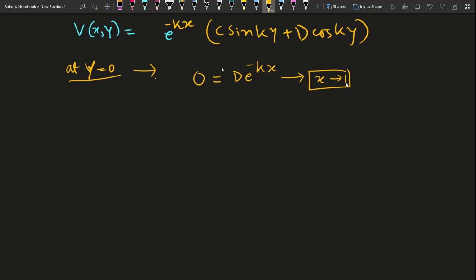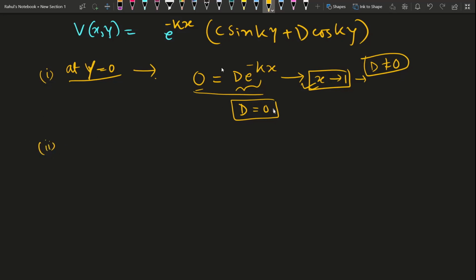Suppose x equals 1, if d is not equal to 0, then it is not possible for the right hand side to equal 0 for any value of x, right? It can only match the left hand side if and only if d is equal to 0. Then for any value of x, this expression is valid. So using boundary condition 1, d is equal to 0. That means v becomes e to the power minus kx c sin ky.